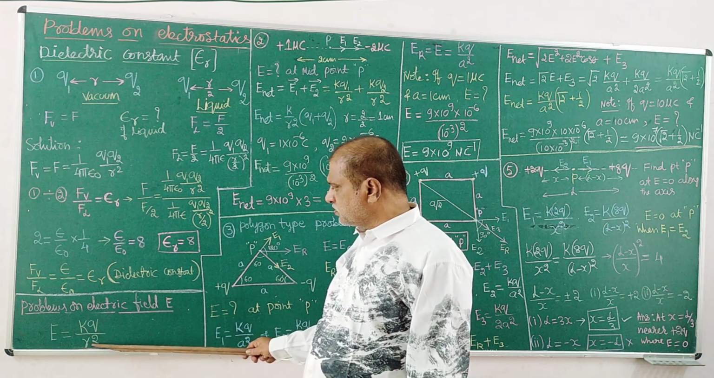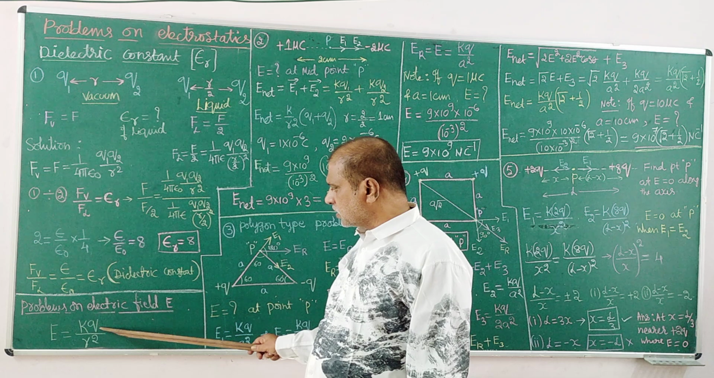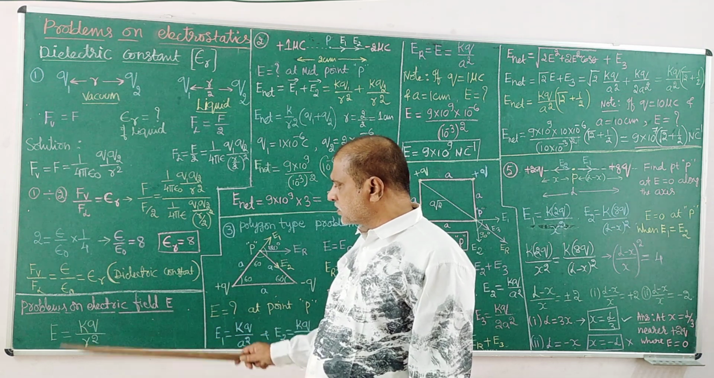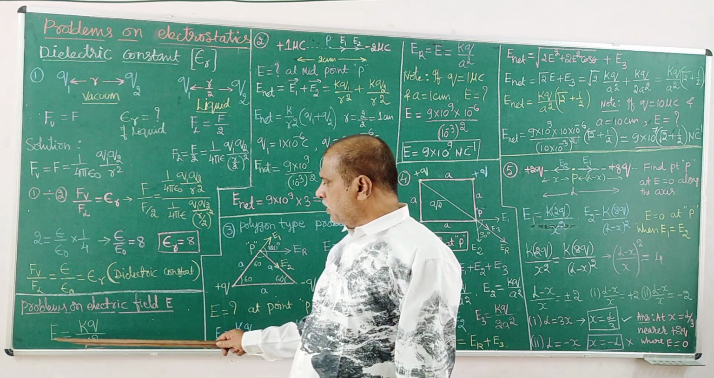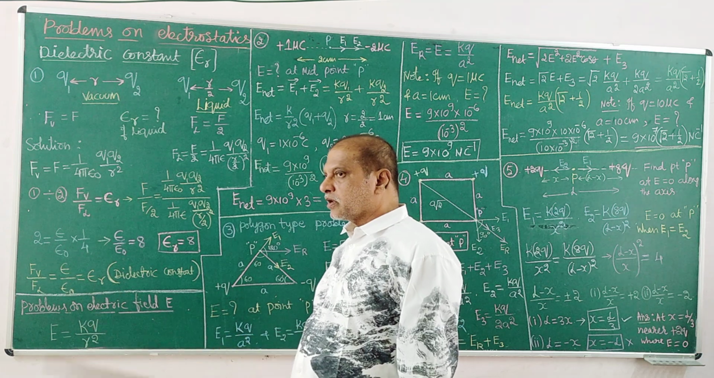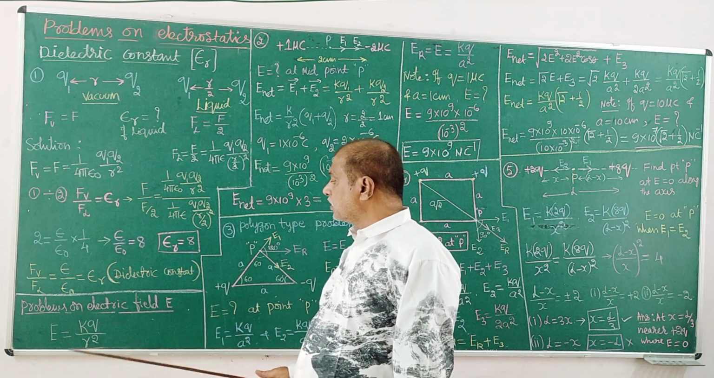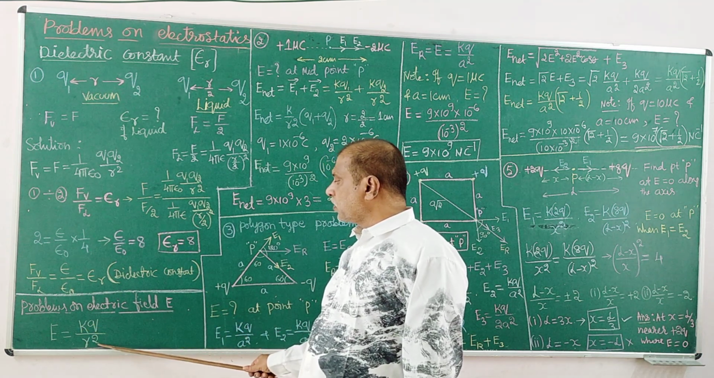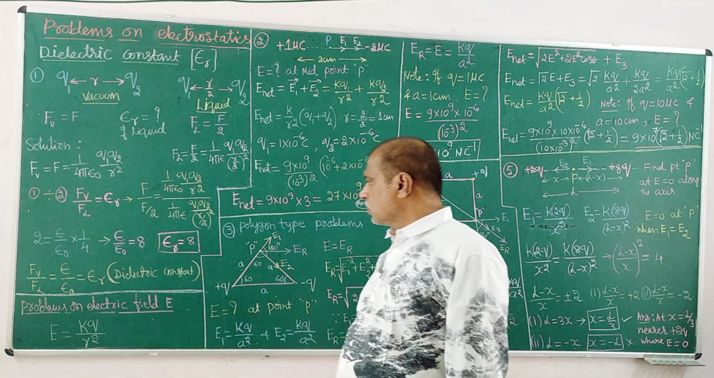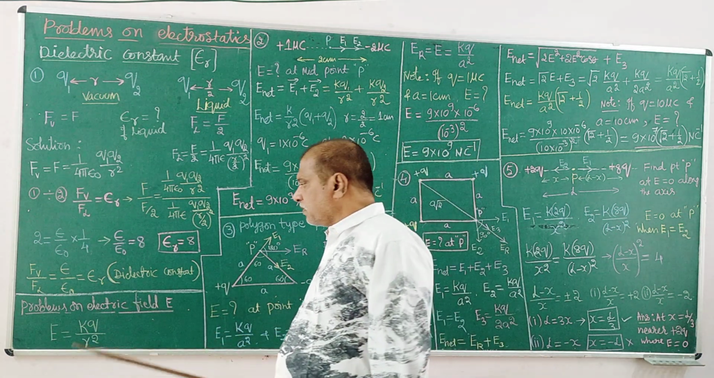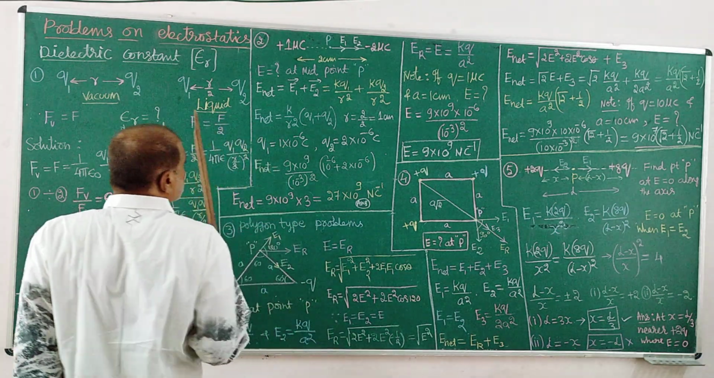So r is the distance between the point and the charge, and k is Coulomb's constant. Remember this is a mathematical definition for electric field: E equals kq by r square. So apply this equation everywhere we need to solve the problem.